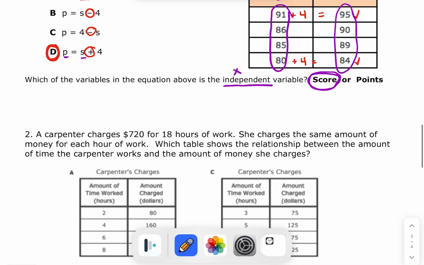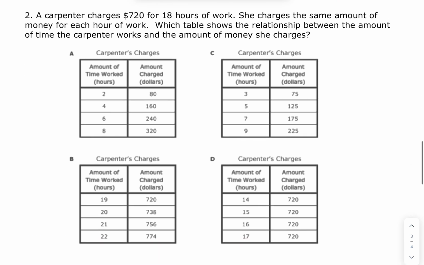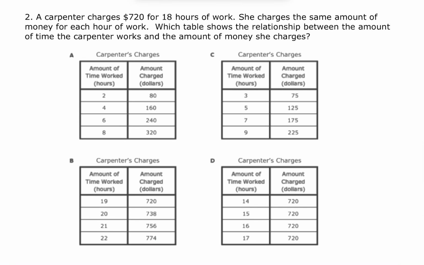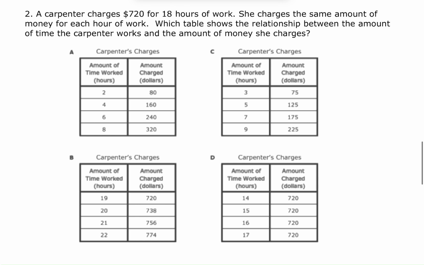All right, number 2. A carpenter charges $720 for 18 hours of work. She charges the same amount of money for each hour. So it doesn't matter how many hours, she's going to get paid the same amount. Which table shows the relationship between the amount of time the carpenter works and the amount of money she charges? So for 18 hours, she is going to make $720. So I'm going to write that.